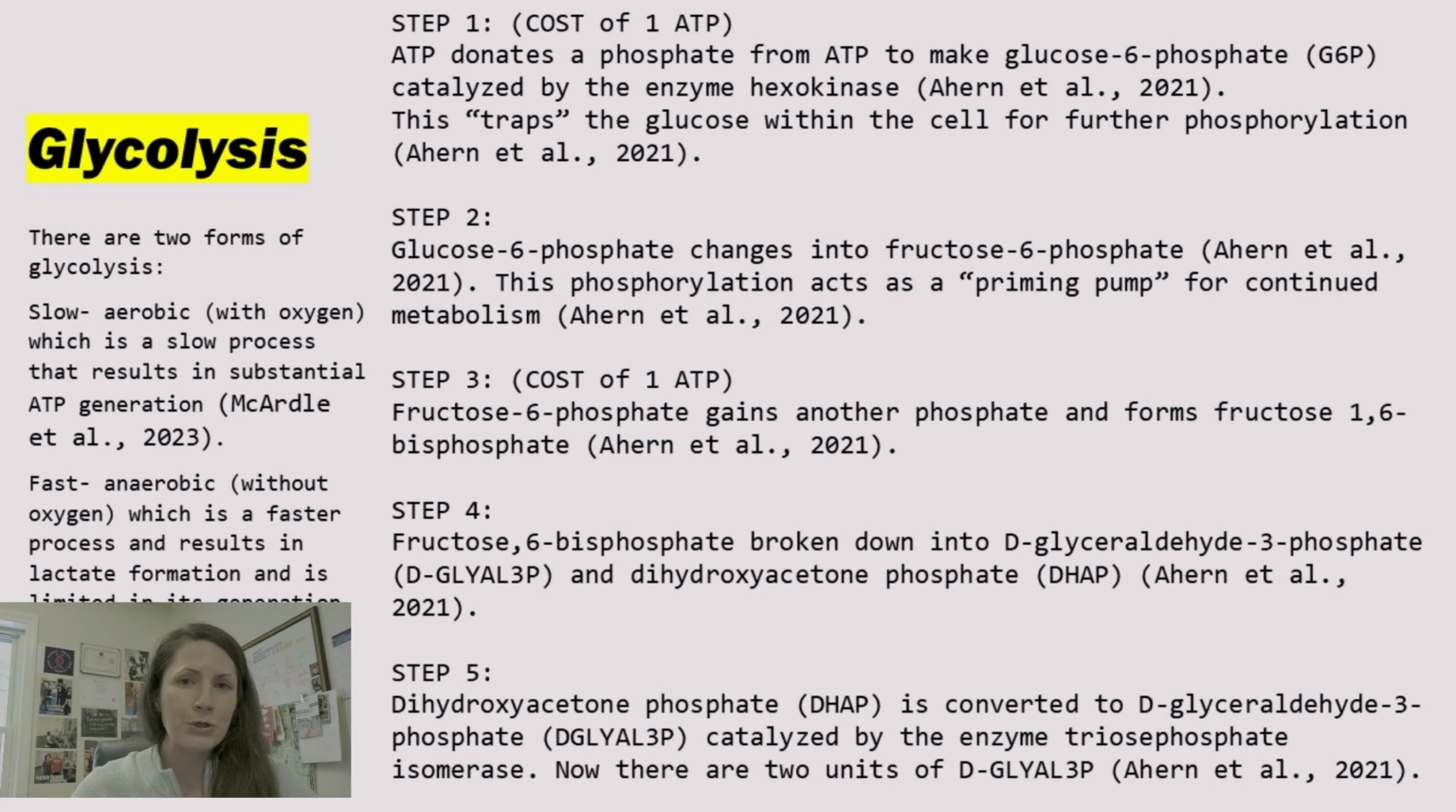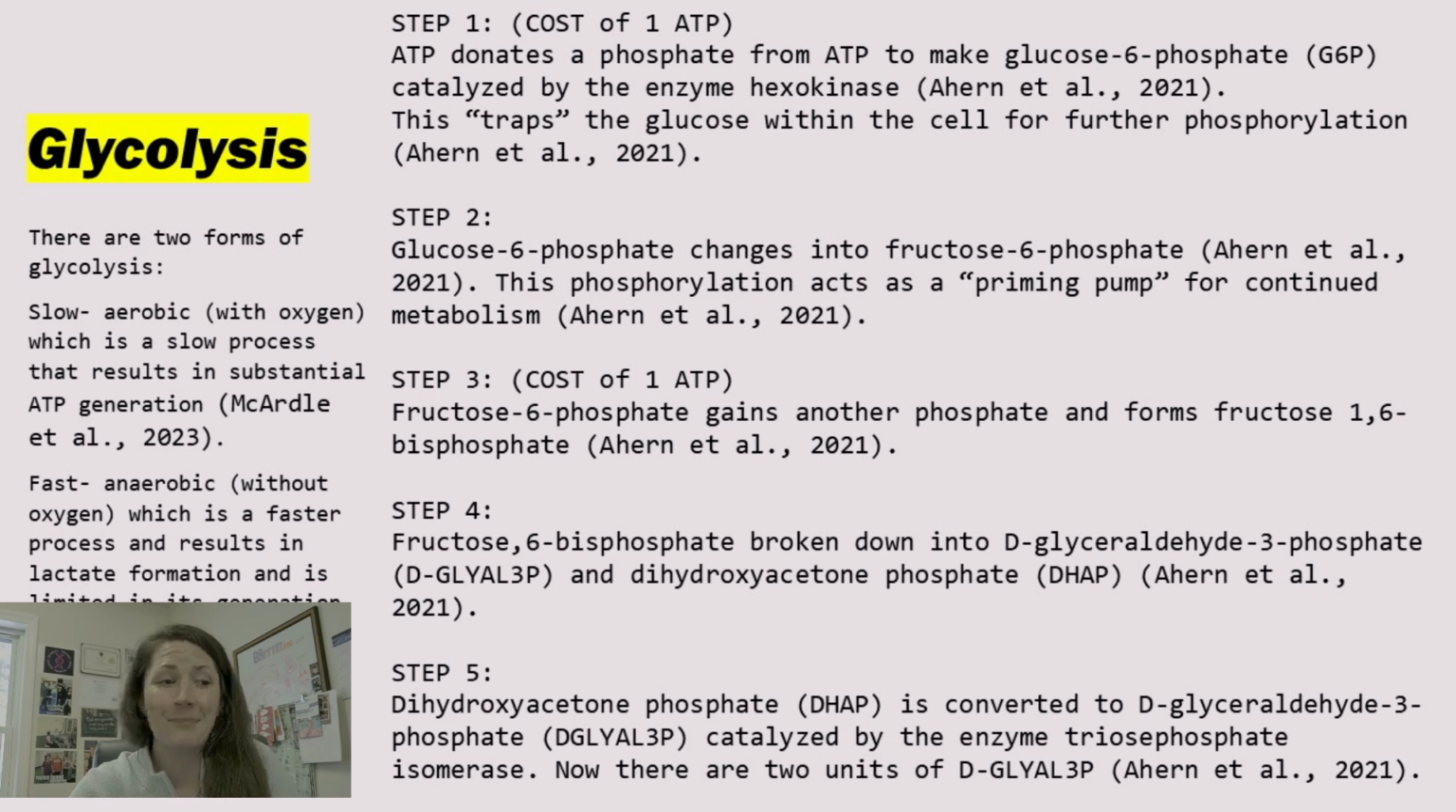In step number 2, remember in step number 1, we moved that phosphate from ATP, tagged it onto the end of the glucose molecule and created G6P, glucose 6-phosphate. In step number 2, we swap atoms around, and that G6P turns into a fructose 6-phosphate. They're fairly similar, just things are a little swapped around. This primes the further metabolism of the glucose molecule.